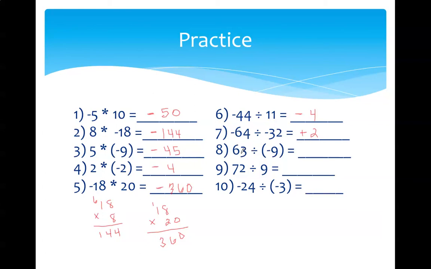Number 8, I have a positive 63 divided by a negative 9, so my answer is going to be negative. 63 divided by 9 gives me 7. For number 9, I have a positive 72 divided by a positive 9, so my answer is going to be positive. 72 divided by 9 gives me 7. I'm sorry, 8. Positive 8.